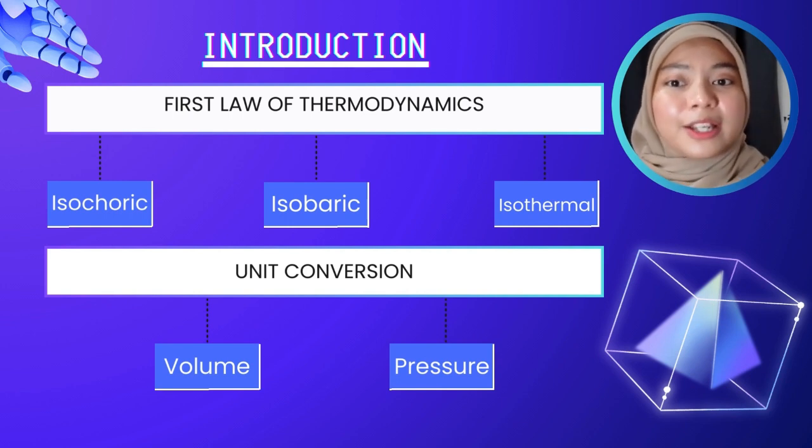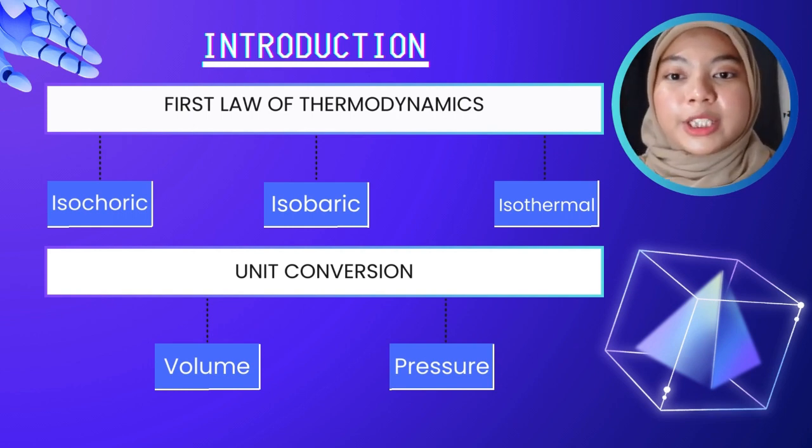Not only that, the user can also make a unit conversion for volume and pressure. For volume, the user can make a unit conversion from unit liter, centimeter cubic, decimeter cubic to meter cubic. Meanwhile, for pressure, the user can make a unit conversion from unit bar, psi, and torr to pascal.